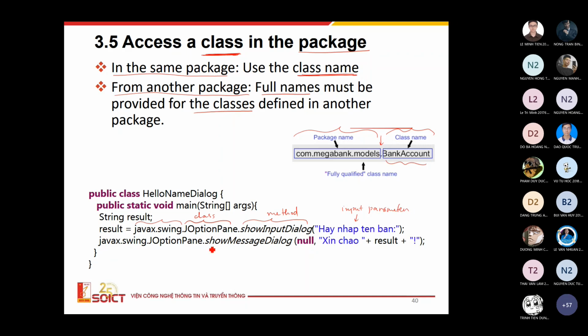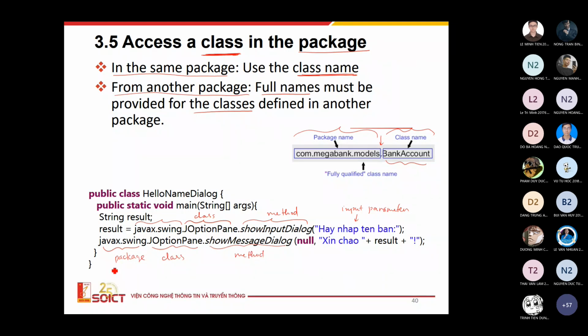And then the same when you want to access or use the showMessageDialog method of the class JOptionPane. This is the method name, and this is the class, and from this package. So this is the way you access some member of a class in a package.